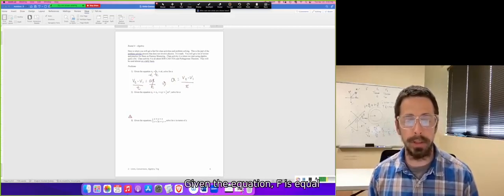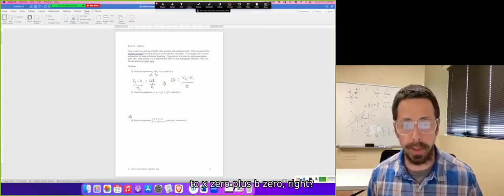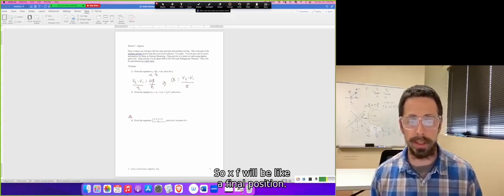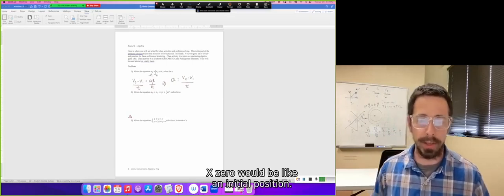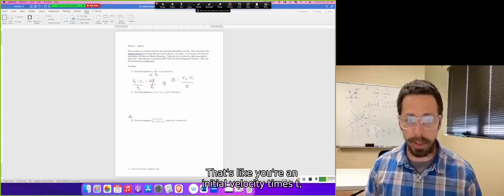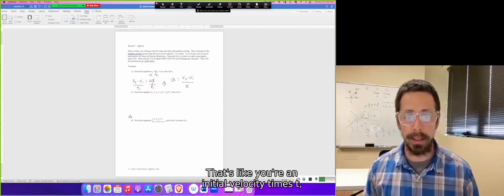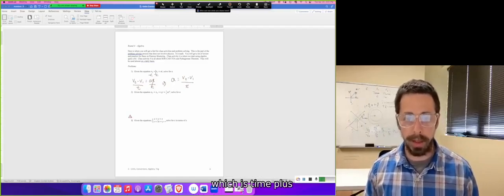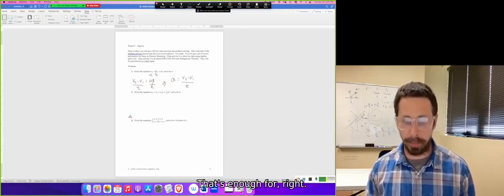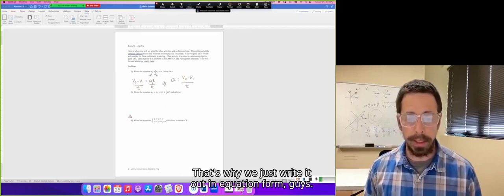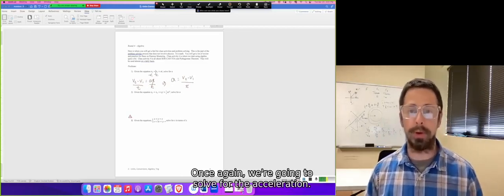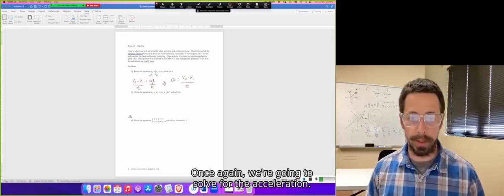Given the equation, xf is equal to x0 plus v0, right? So xf would be like a final position. x0 would be like an initial position. Plus v0, that's like an initial velocity, times t, which is time, plus 1/2 times acceleration times time squared. Okay, that's a mouthful, right? That's why we just write it out in equation form, guys. Once again, we're going to solve for the acceleration.